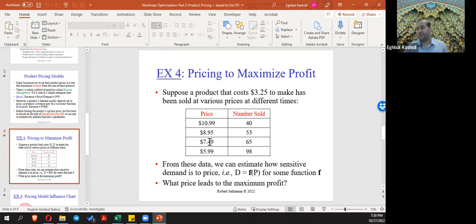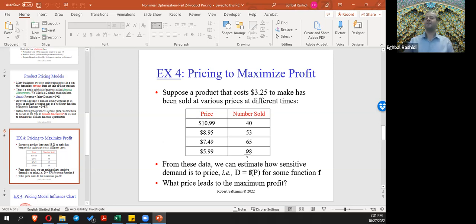We decreased it a little more to $7.49, and our demand increased, and our number sold also increased. We again dropped it to $5.99, and we get more demand, so we sell more. As you see here, our demand has increased by dropping the prices.